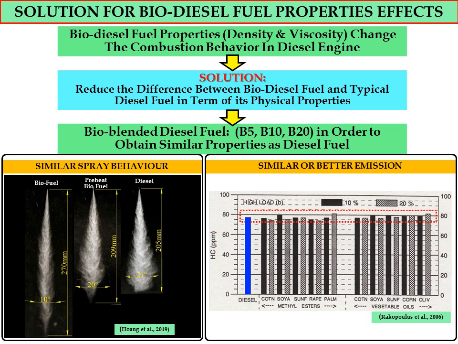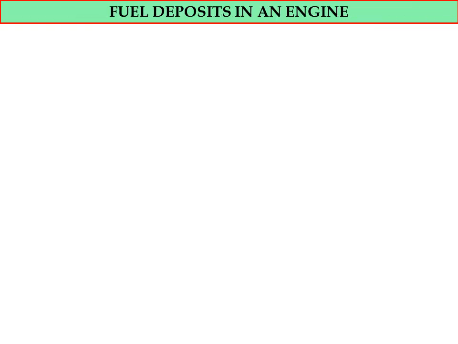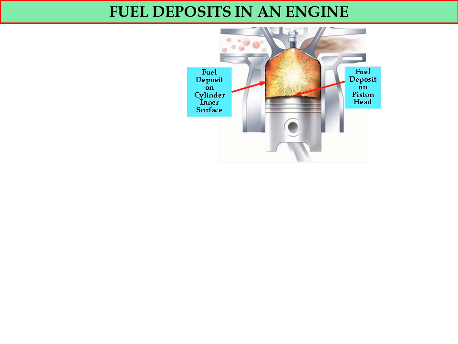So these are examples of similarity that we need to have before we use the bio blended diesel fuel in our actual diesel engine. Okay, now we will discuss fuel deposit in the engine, which is one of the effects due to the usage of biodiesel fuel in a diesel engine. So the figure shows the schematic diagram of the combustion process in an engine. We can see that the surface of the combustion chamber is covered with black particles, and these black particles are normally due to the incomplete combustion process.